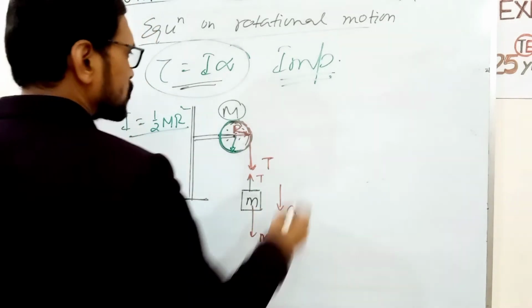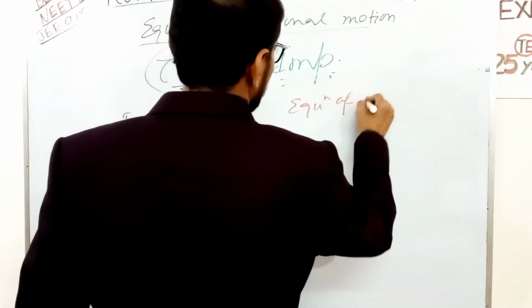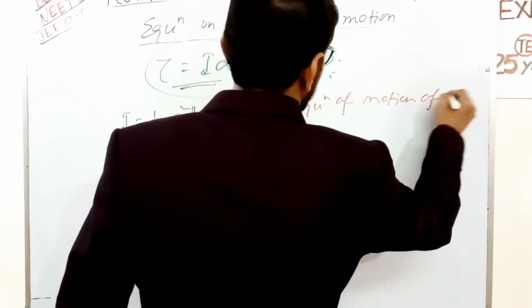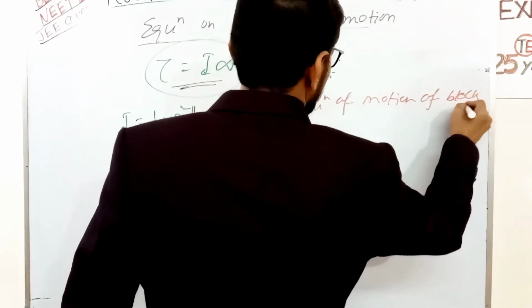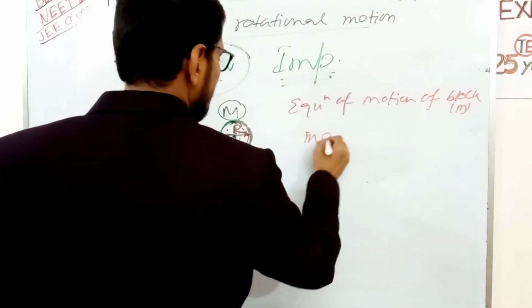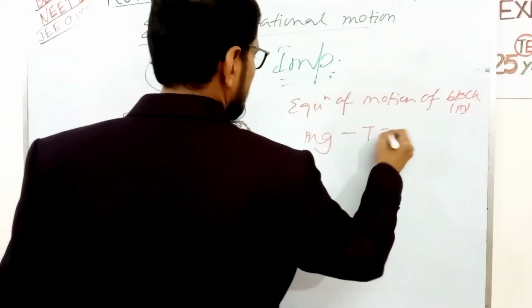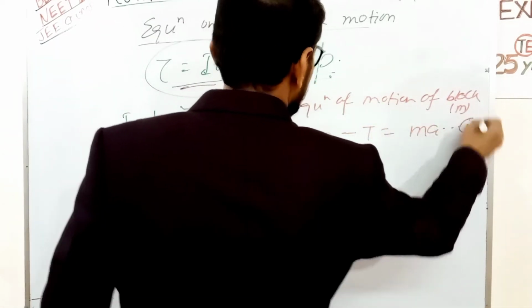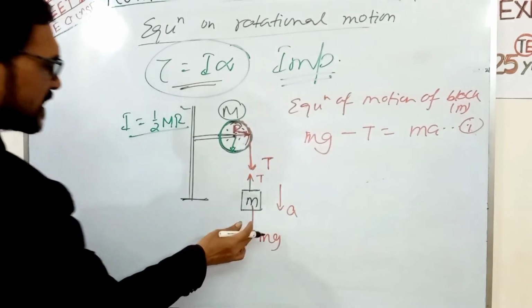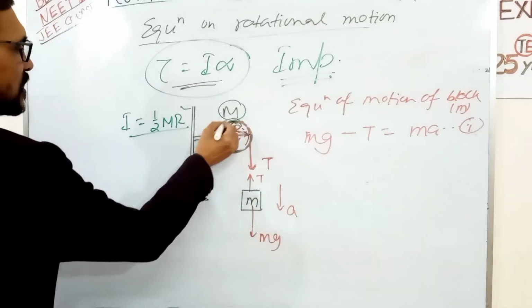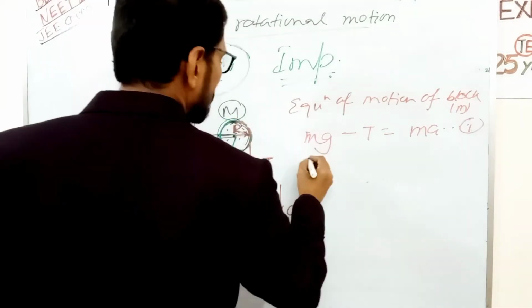Now the equation of motion of the block of mass m: mg minus T equal to ma. So this is equation 1. Here mg minus T equal to ma, and for this pulley, what is the equation?